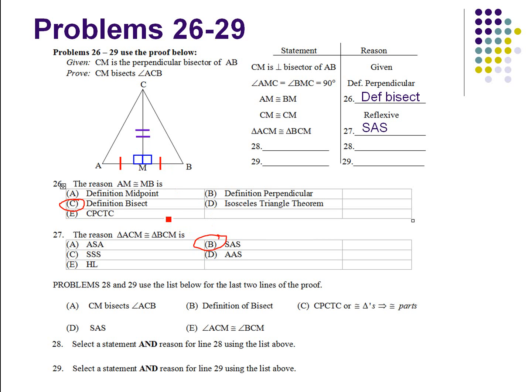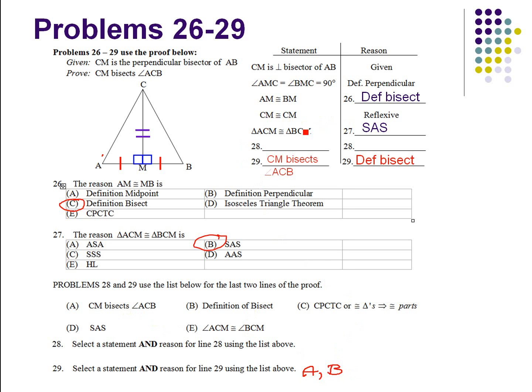Now we're getting down to the last two steps. Now we're trying to prove that CM bisects ACB. So that's what my final line is here. The way we're going to do this is basically we're going to have to use a definition. My last rule is going to be by the definition of bisect. So for problem number 29, my answer is going to be definition of bisect and our last statement. So this is what you'd be bubbling for that last one, A and B.